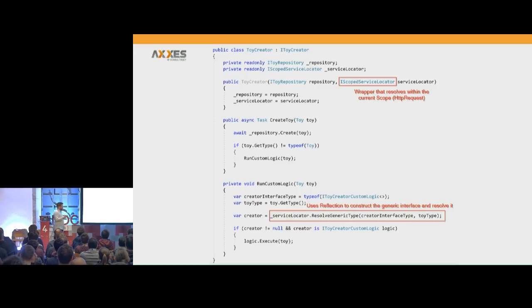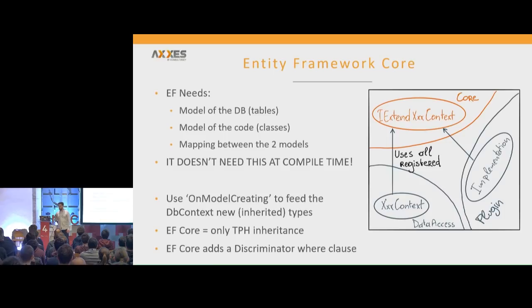And then the last thing, the thing that the other developers said that we couldn't do, was to extend Entity Framework. Now, all of you who have worked with Entity Framework will know Entity Framework needs to know about 3 things. It needs a model of your code, your classes. It needs a model of your tables in your database, and it needs a mapping between those 2.